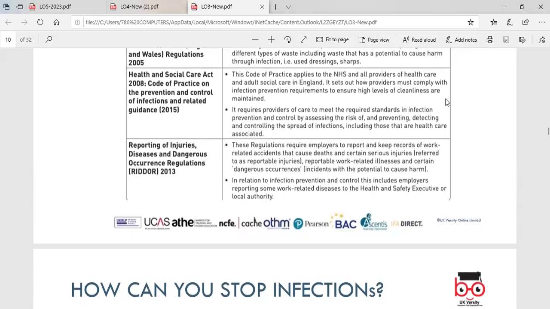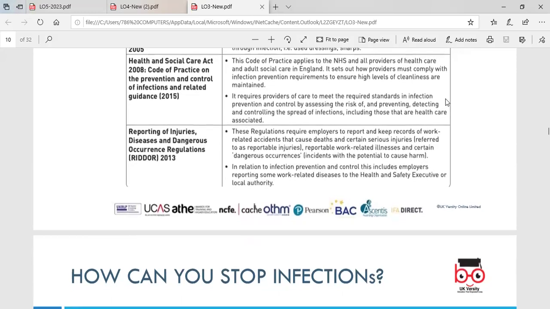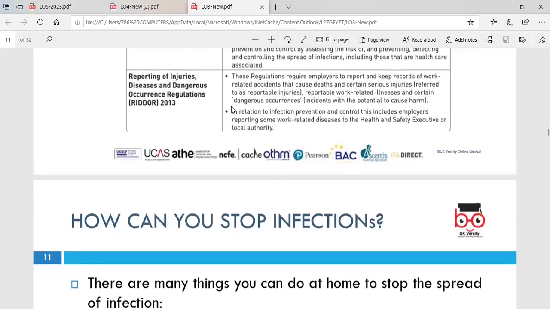Health and Social Care Act 2008. This has a code of practice that applies to the NHS and all providers of adult social care in England. It sets out how providers must comply with infection prevention requirements in order to ensure high levels of cleanliness. There will be different standards to reduce the risk of infections being spread.